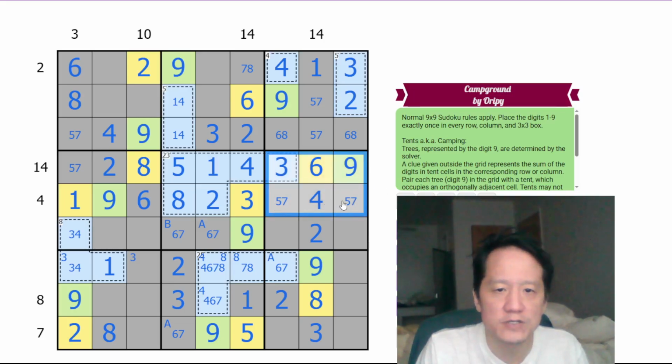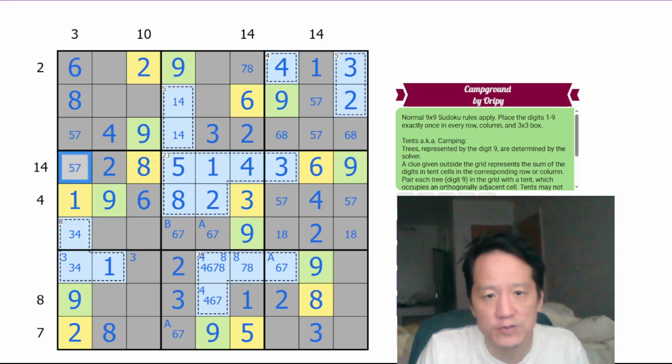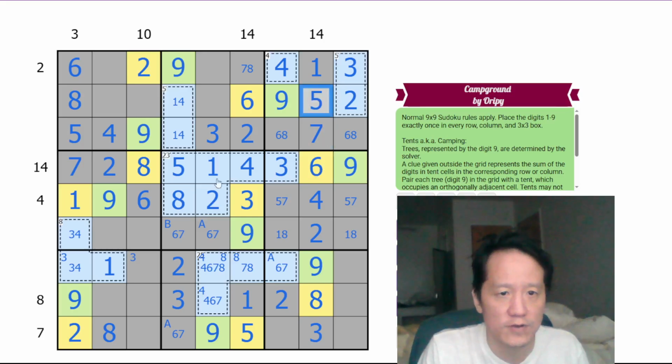That leaves the rest of box 6 to be 1 and 8. So this is 1 and 8, this is 1 and 8. What are the remaining digits in row? This 5 means this can't be 5, so this is 7, which makes that a 5, which makes that 7, which makes that a 5. This 4 means this can't be 4, so this is 1, which makes that a 4.